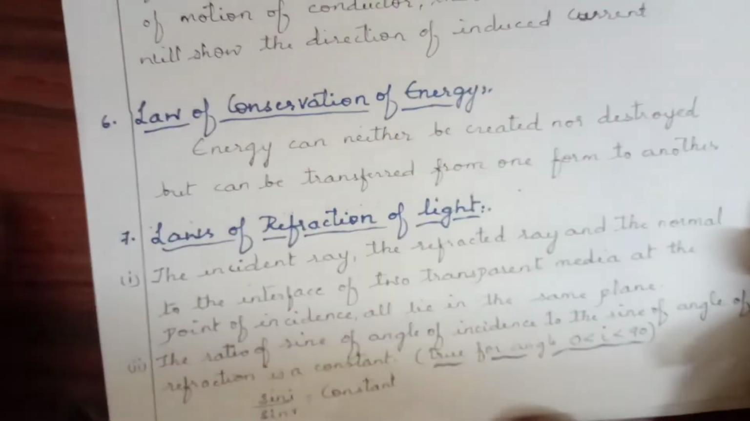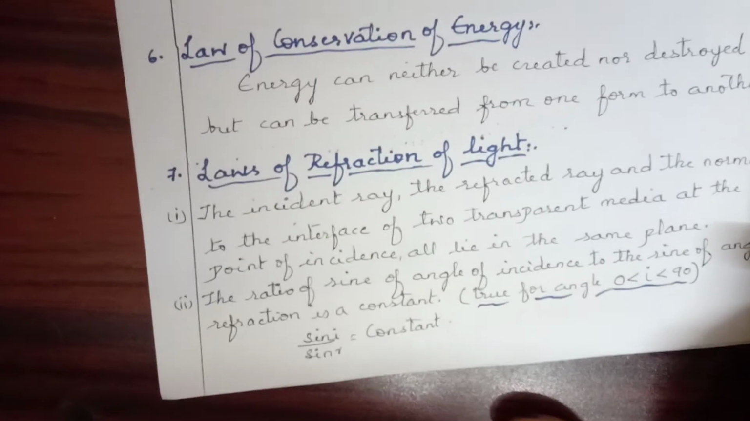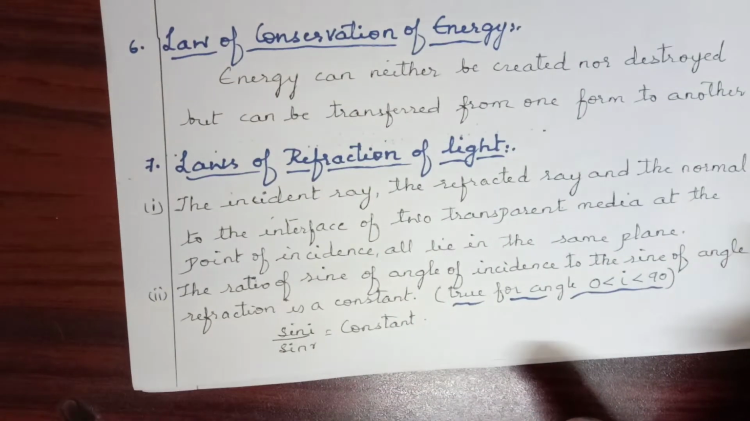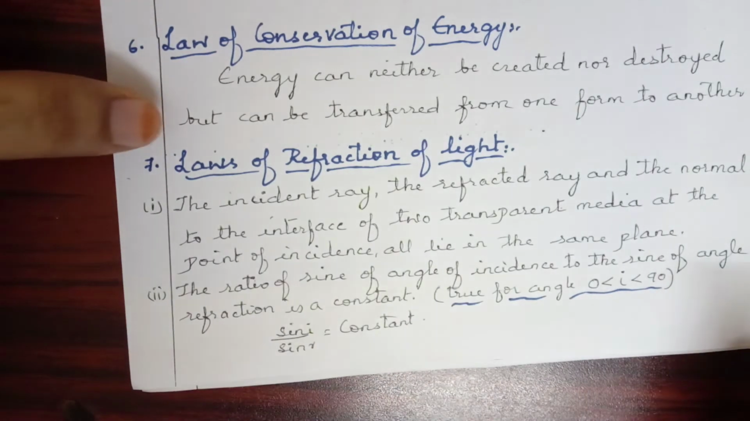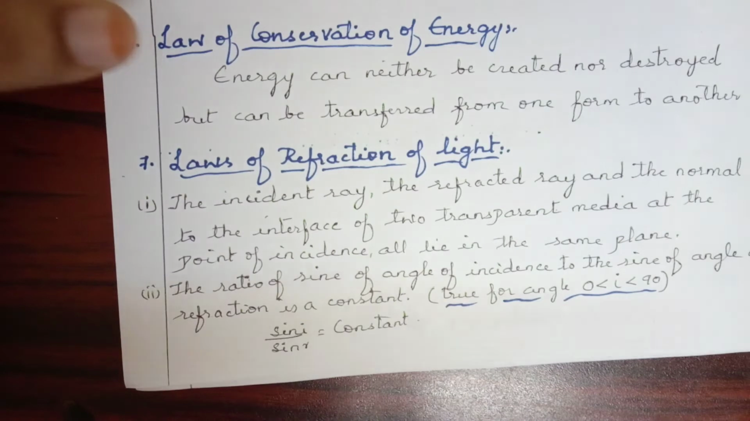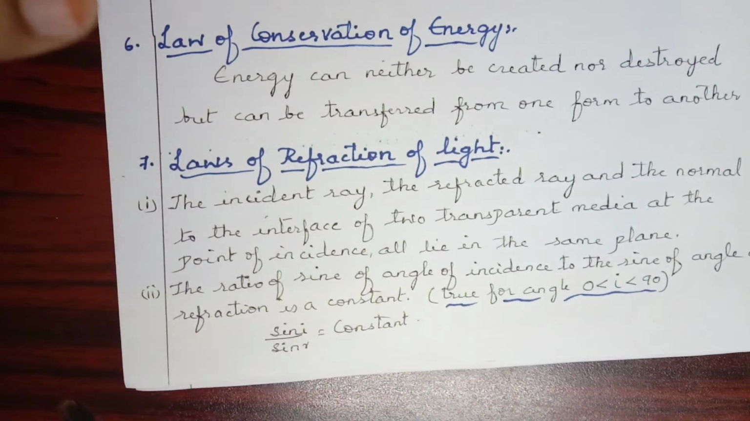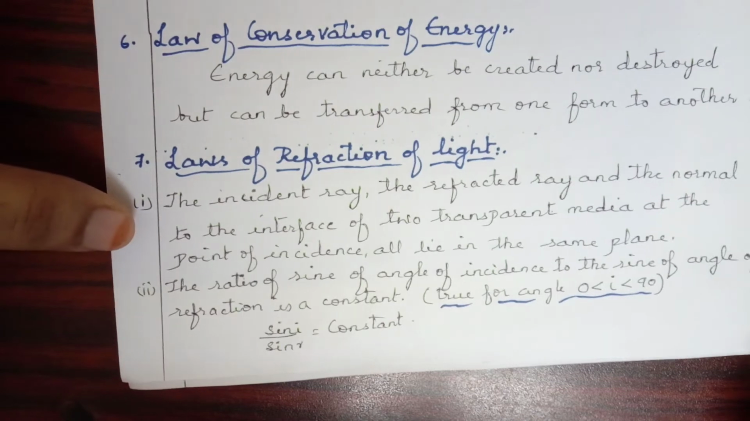Next one is law of refraction, the law of refraction of light. We have got two laws over here. So two laws together, that's the reason why it is laws of refraction of light. Now here you need to be well aware of both the laws, because when they're asking you the laws of refraction of light, they expect you to write both the laws, and both the laws will carry marks. So 2 marks together will be given to this case.